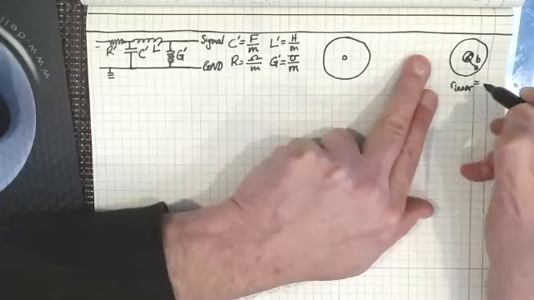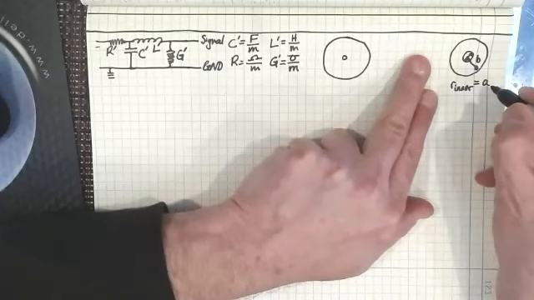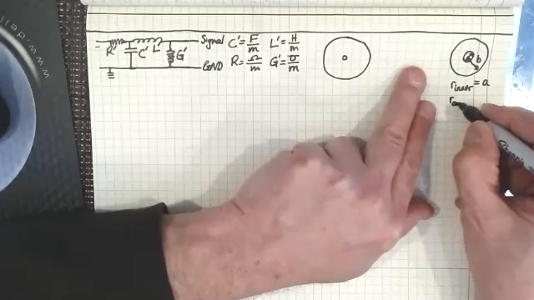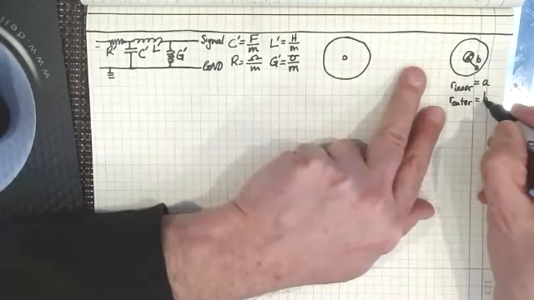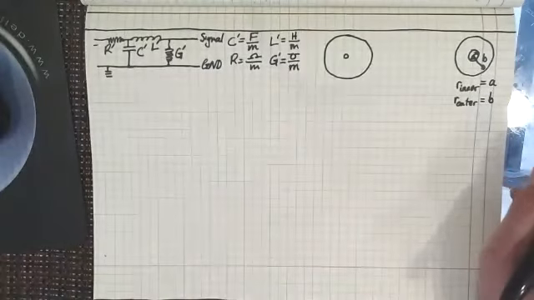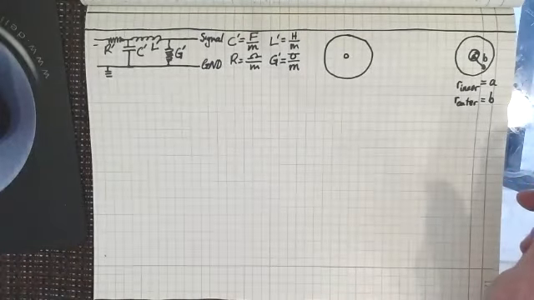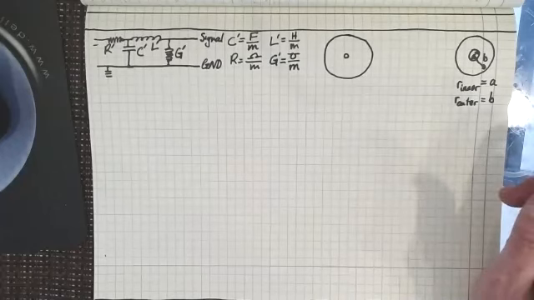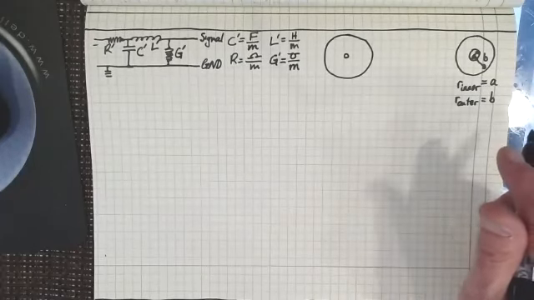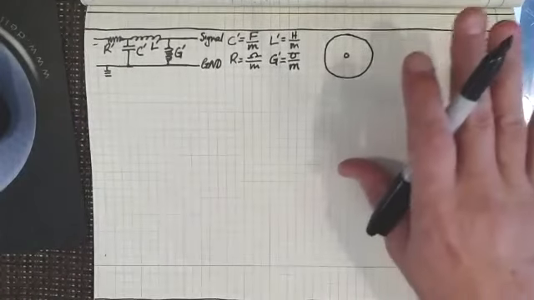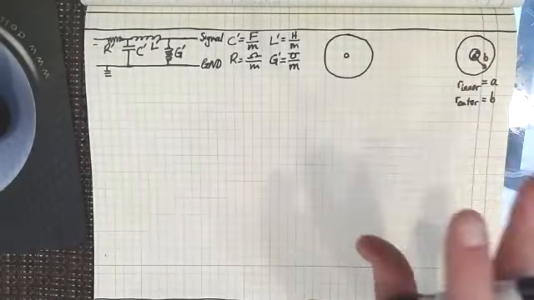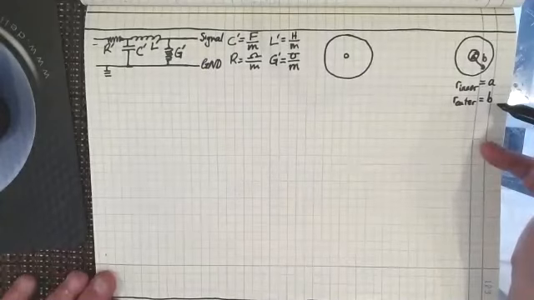The radius of the inner conductor is A, and the radius of the outer ground shield is B. They're radii. They are not diameters, right? Now, they would be in the same ratio. Radii would be in the same ratio as diameters, but there's other things that you're going to be doing in Chapter 8. So I want you to realize these are radii.